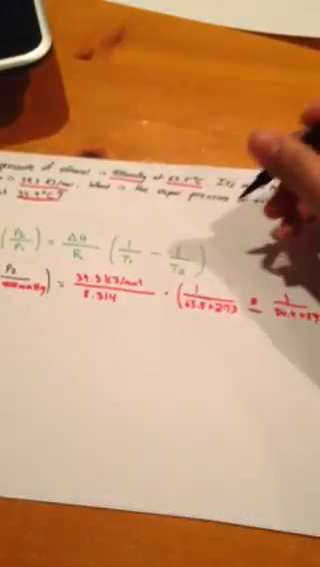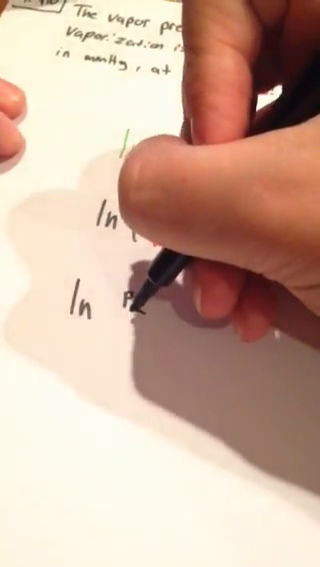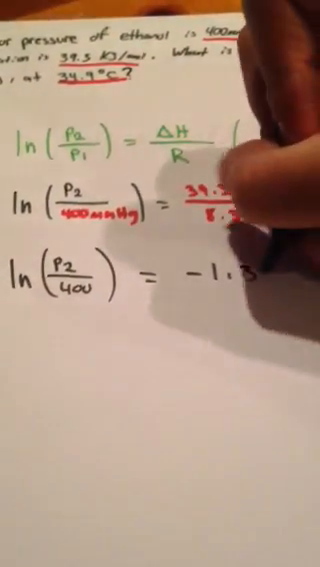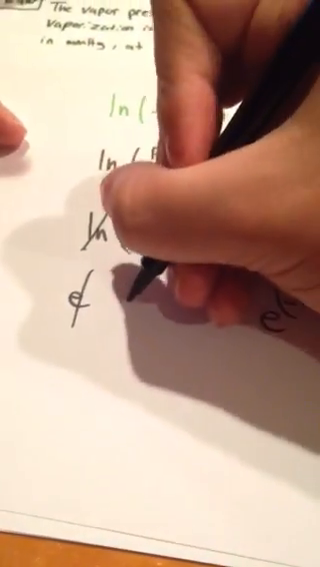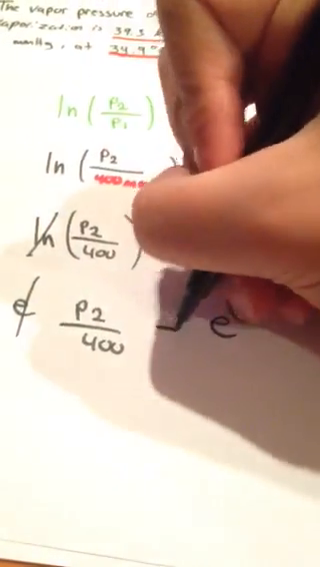And then it's going to actually look like this. So ln of P2 over 400 is going to equal, after calculating all this, we arrive at negative 1.3. And then now, to actually get P2 by itself, we're going to multiply both sides by e. So what's going to happen here is we're going to raise this to the e, so this is going to cancel, and we're going to have negative 1.30 as that. These cancel, so it's P2 divided by 400 equals that.